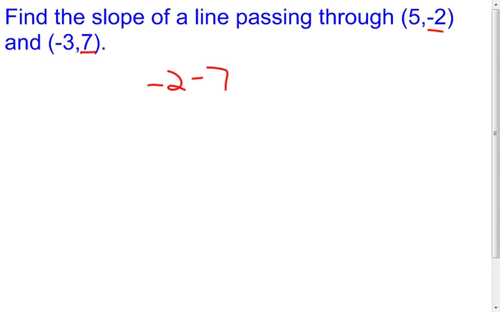And then I'm going to do the same thing with my x values. X value here, x value here. Notice I'm doing this in the same order. So my 5, my negative 3, I need to subtract them. Now it's just a matter of doing a little subtraction here. I end up with negative 9 over 8. Nothing to simplify. The slope of this line is negative 9/8. And that's a quick little lesson on calculating the slope of a line.